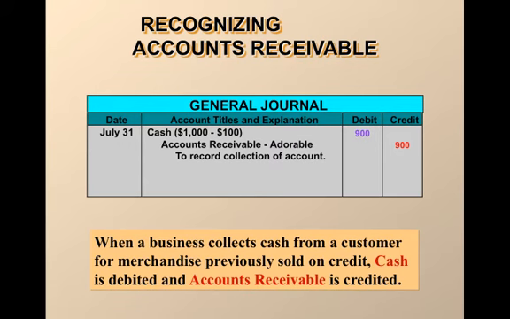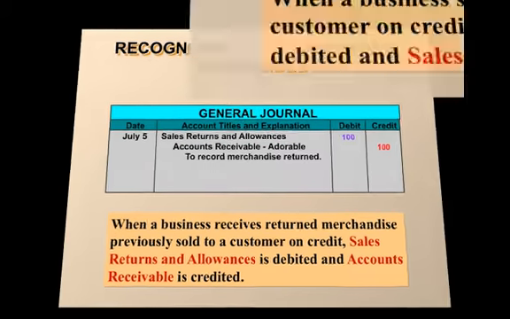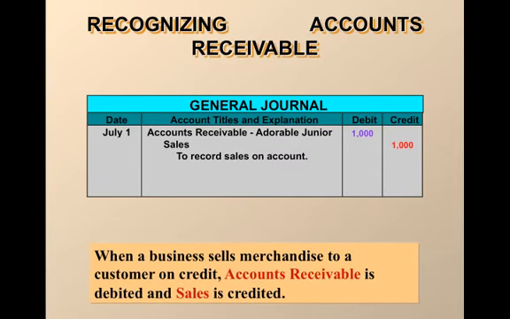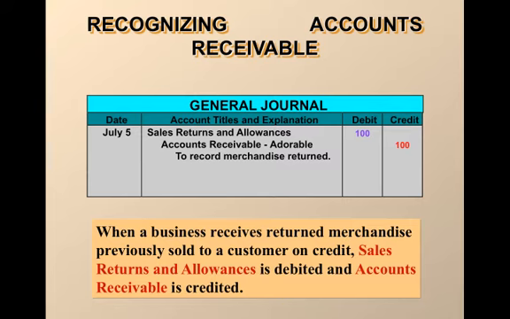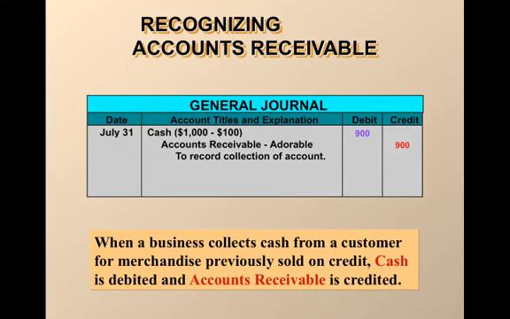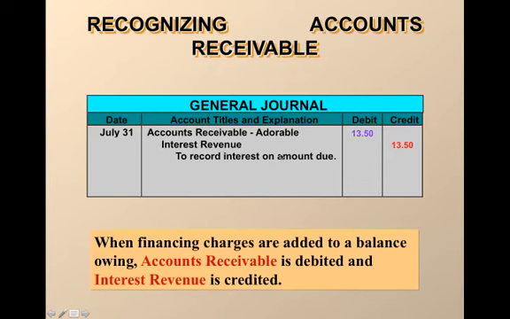And recognizing accounts receivable when people pay, when we collect the cash from a customer. So if we look at these 2 different journal entries, one, we sold $1,000, they returned $100, so we still are owed $900. In this case, the customer's paying us $900, so we're going to debit cash and credit accounts receivable. Nothing new, all grade 11 stuff here.